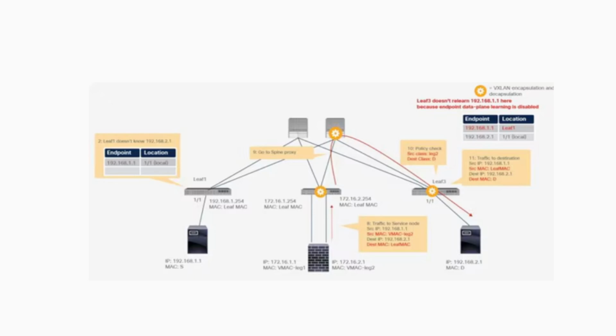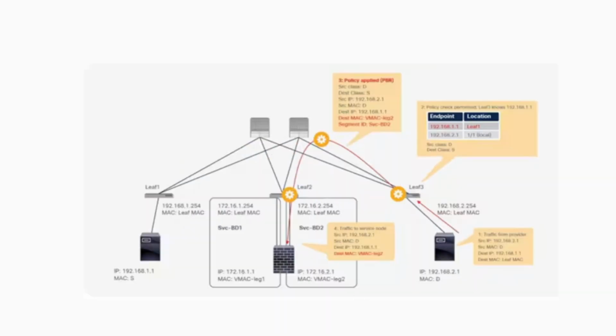The key point is that leaf 3 does not learn the client IP address from traffic because endpoint data plane learning is disabled for the PBR node bridge domain. For the return traffic, because leaf 3 can resolve both the source and destination EPG class IDs, PBR is performed on leaf 3. The destination MAC address is rewritten, and the traffic goes to the PBR node on the provider side.